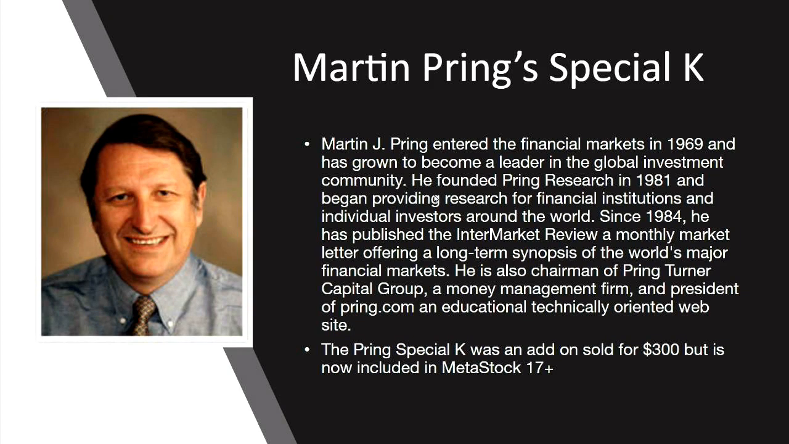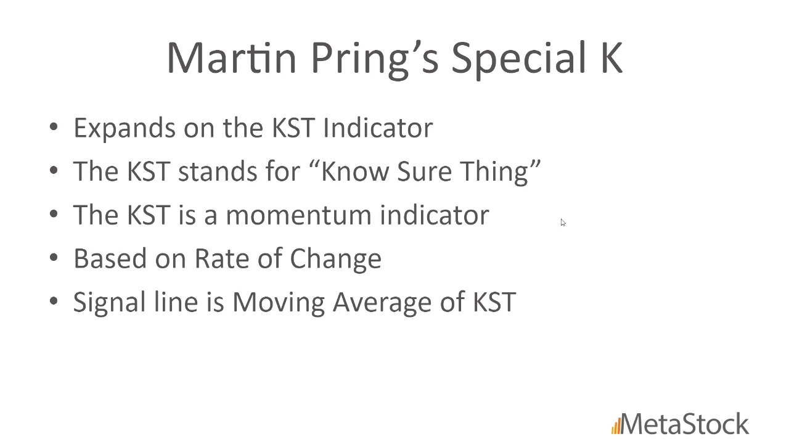The other system that we also now include in version 17 is Martin Pring's Special K. This was another top-selling add-on of ours that used to cost $300, and it's now included in version 17 at no additional charge. Martin Pring entered the financial markets back in 1969, and he's been a leader in the global investment community. You can see right here a lot about him, but getting into the system that he has with us: his Special K expands on the KST indicator that some of you might be familiar with that's already inside of MetaStock, the "know sure thing" indicator it stands for.